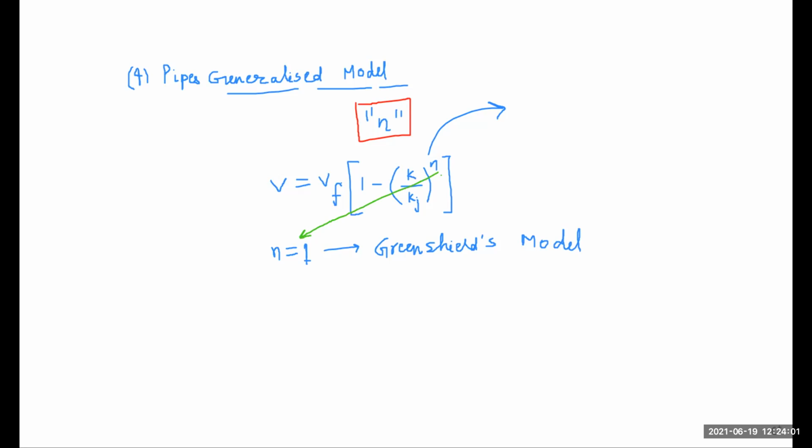The next model is the multi-regime model. So let us move toward the next model. I think this is model number 5. Model number 5 is the multi-regime model.